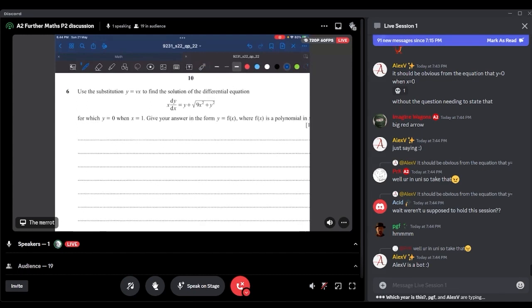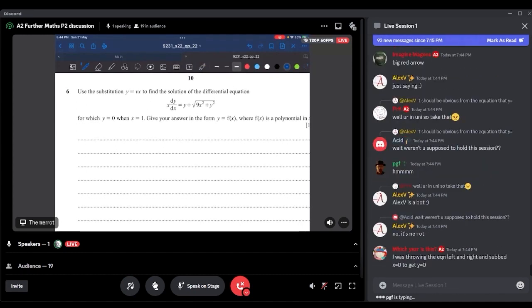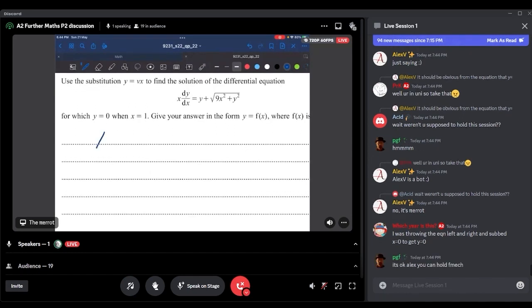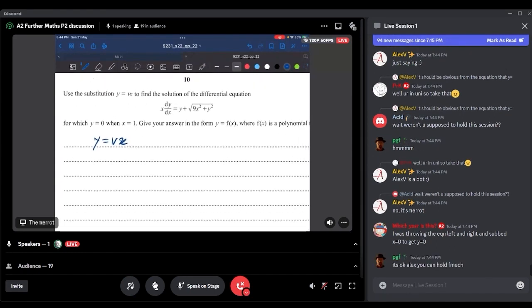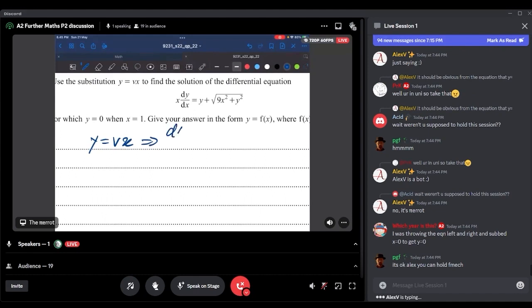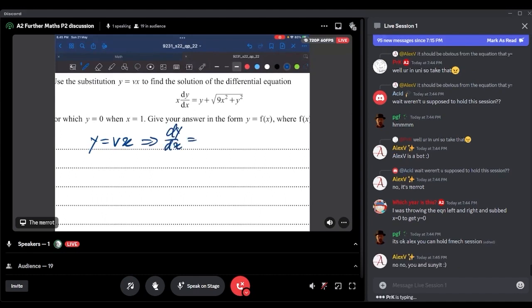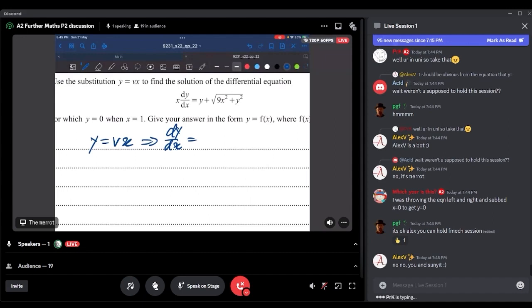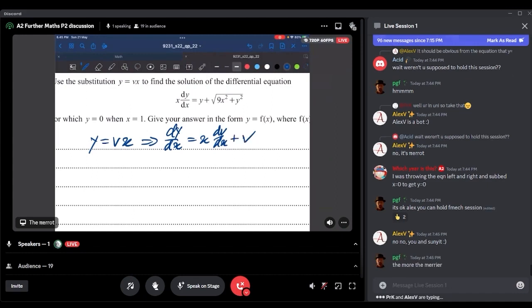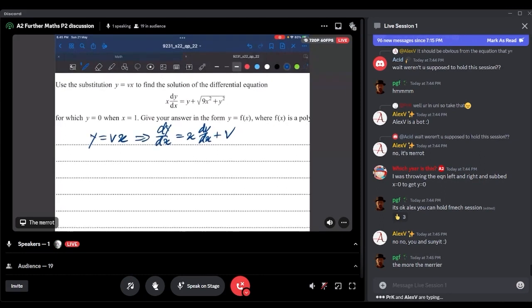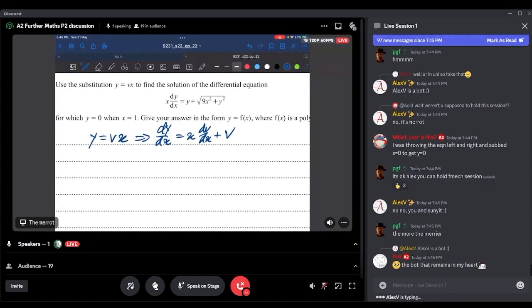Right, so that means we have to use the substitution. We start from, well, of course, the substitution. And of course, we want to differentiate it. So we can replace all the dy/dx in terms of v and x. So differentiating will give you dy/dx is equal to, product rule, differentiating v, so you get dv/dx, differentiating x gives you 1, so you just get v here.